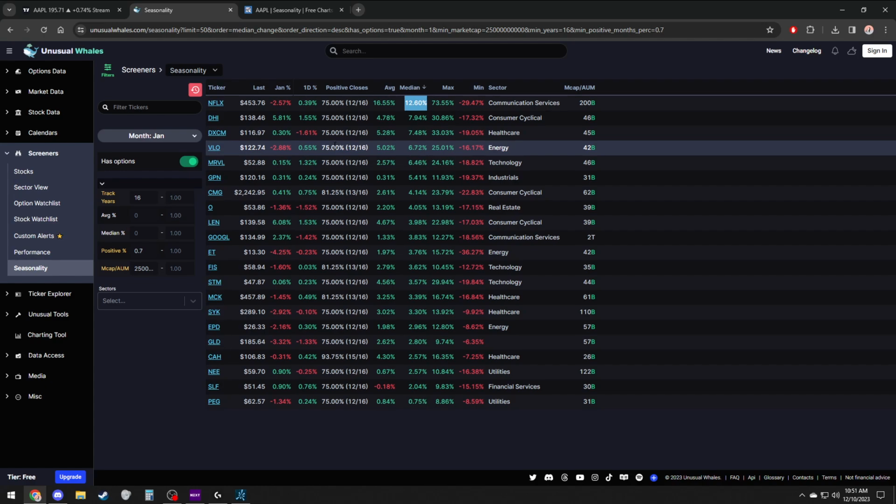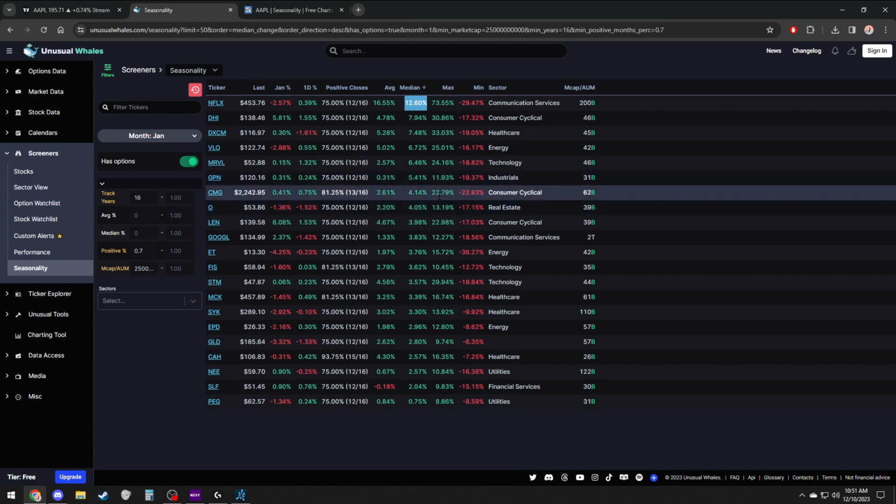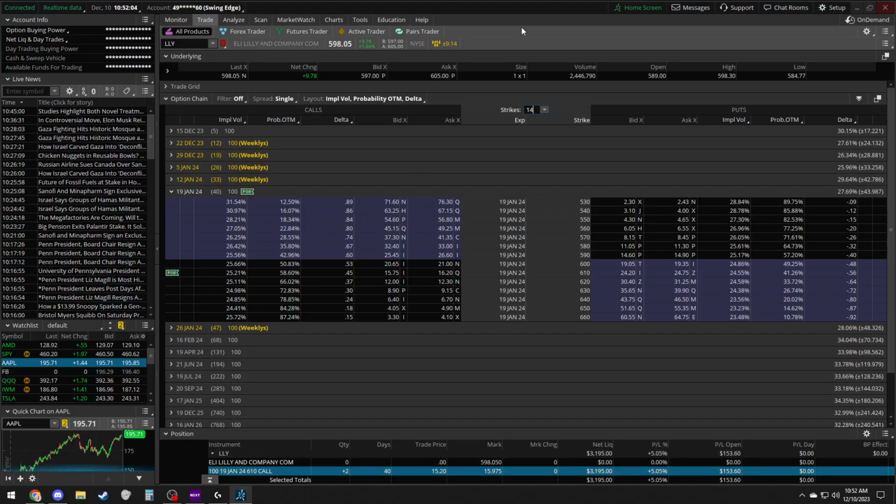Because you can have implied volatility risk. If IV is too high, it may eat away at a lot of your gains, so you may be better off going with a different stock. You can also have bid-ask spread risk as well. So that's where the backtesting comes into play.